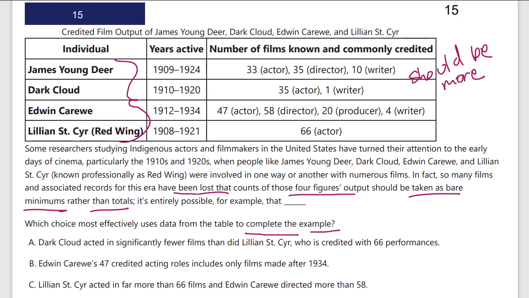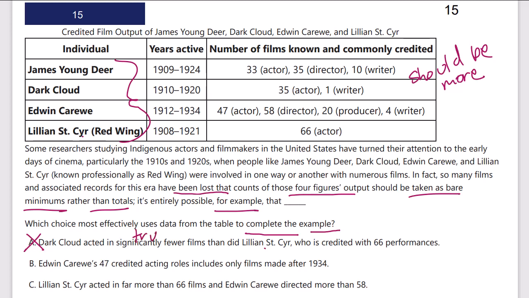It's entirely possible, for example, so we're going to have an example. So in general, everyone's numbers should be more. So let's see the examples that will be more. Lillian Sincere should be more than 66 acting jobs, for example. Dark Cloud acted in significantly fewer films than Lillian Sincere. Okay, that's true, but it is not answering the question.